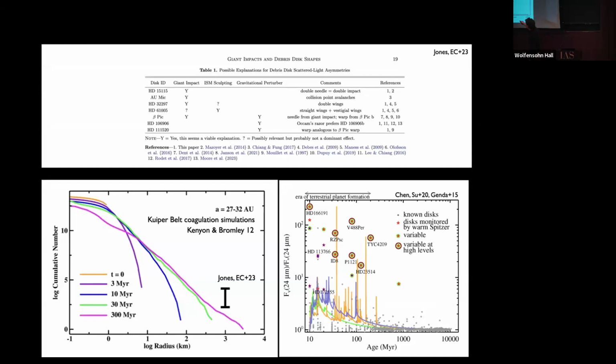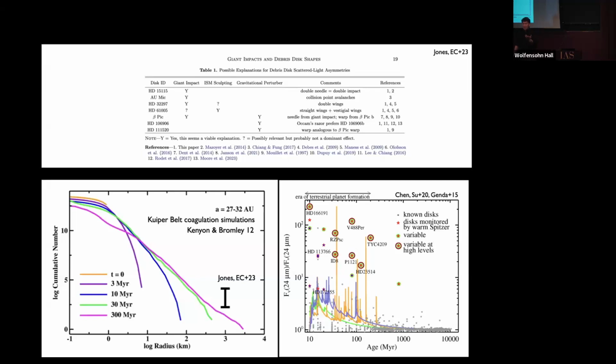I've compiled here a list of all the systems with weird shapes, okay, for morphology. Beta Pic is on here too, the archetype of the debris disk. I can make a case for a giant impact for some of them, not all of them. But the point is, for every exploded Pluto or Varuna, there must be hundreds of unexploded Plutos and Varunas running around out there at 100 AU.